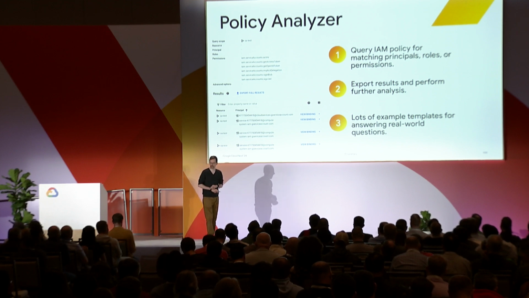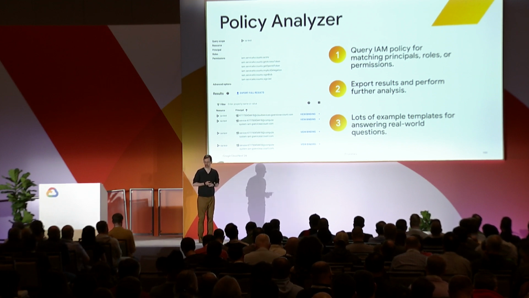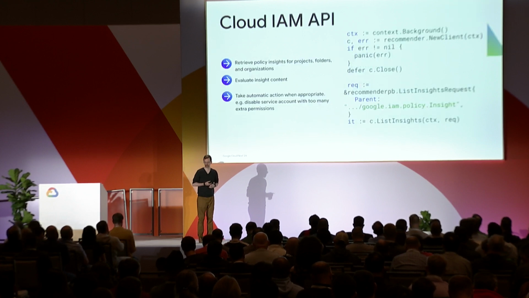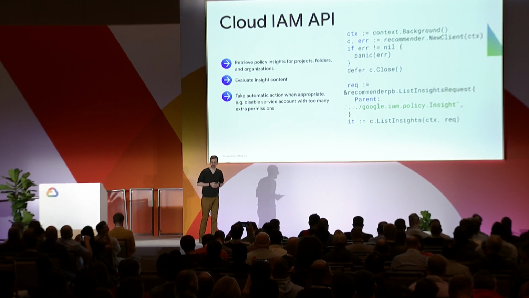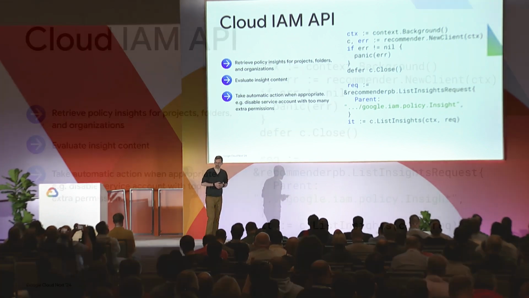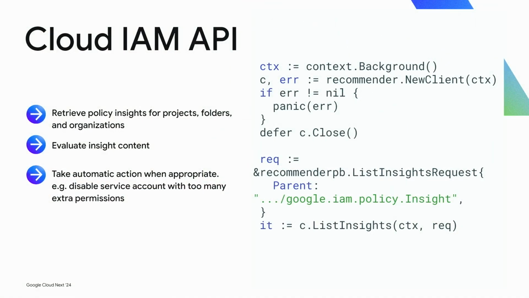So that's another, the policy troubleshooter is another good tool for doing this kind of analysis. Next, I want to talk a little bit about another tool that's really good for doing automation, the Cloud IAM API. And this is actually my favorite because I like to express a lot of things in code.